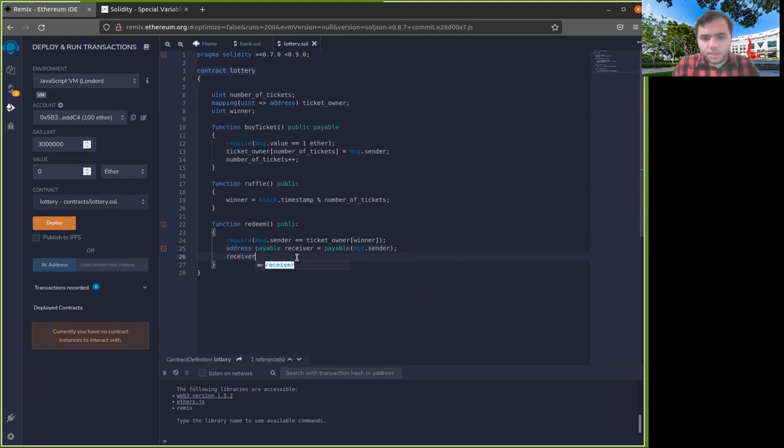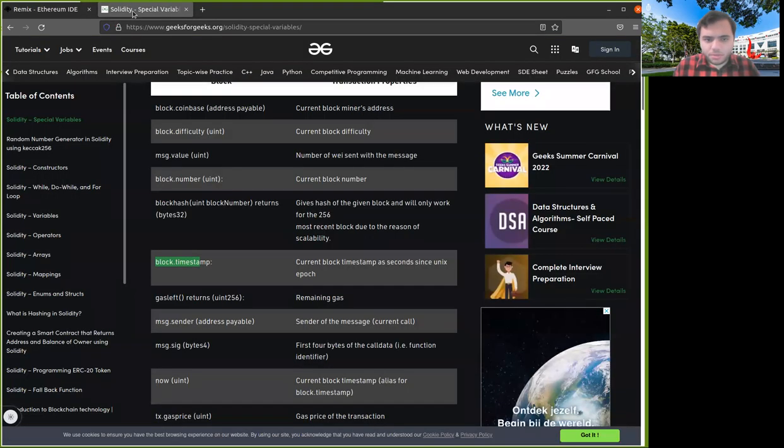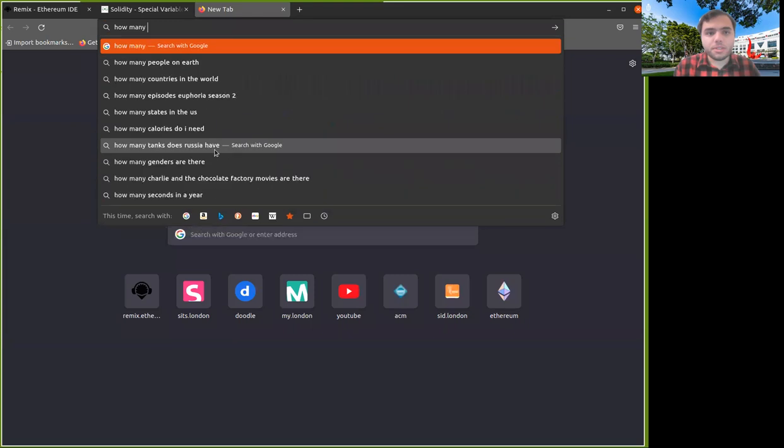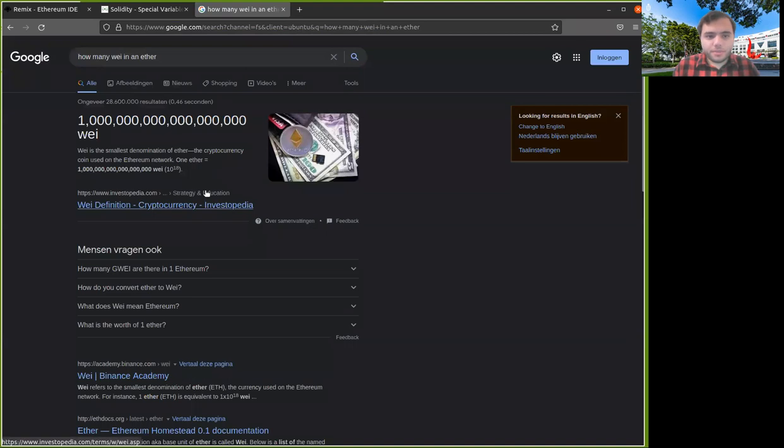And then I just say receiver.transfer the amount of money that I have, and the amount of money that I have is number of tickets. Of course, it's in ether. But the unit is actually Wei when we're doing this. So let me just Google this. How many Wei in an ether? Okay, I can just multiply it by this.